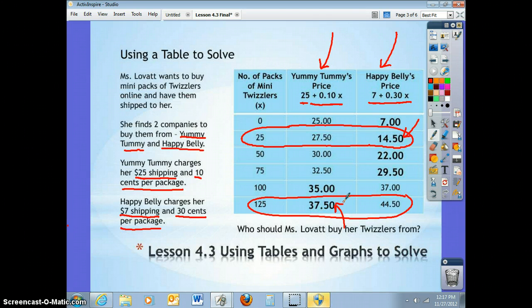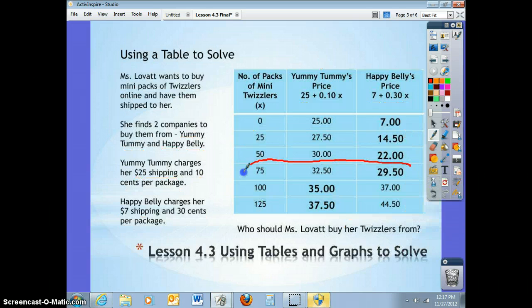So she's not really sure how many she wants to buy, because she's going to buy them for her sisters, she's going to buy them for her mom and dad, and she might even be buying some for us. Okay? So somewhere around here, it switches from Happy Belly being the best place to buy them to Yummy Tummy being the best place to buy them. Okay? But she's not really sure exactly where it gets better to switch, because we don't have enough data in between those 2 points to figure out where it switches.